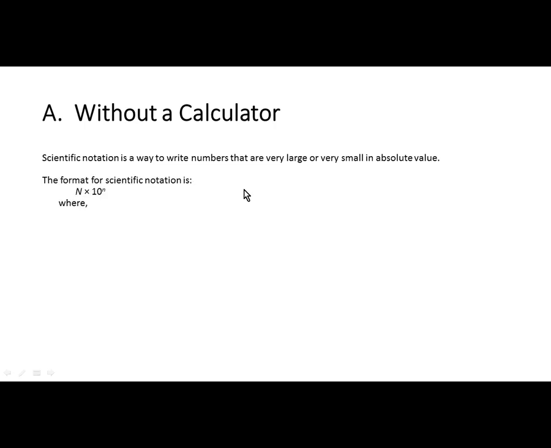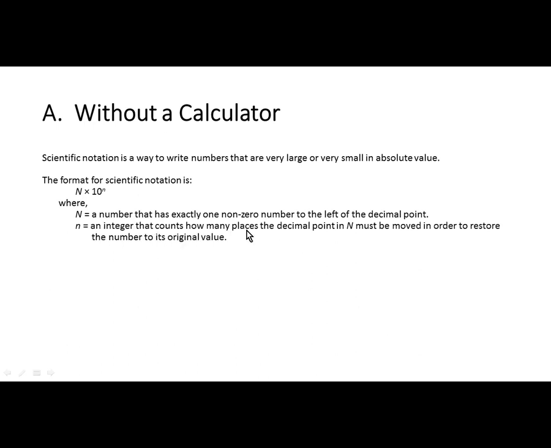So the format for scientific notation is this: capital N times 10 raised to the little n power, where capital N is a number that has exactly one non-zero number to the left of the decimal point, and little n is an integer that counts how many places the decimal point in capital N must be moved in order to restore the number to its original value. If little n is positive, the decimal point in capital N is moved to the right, and if little n is negative, the decimal point in capital N is moved to the left.